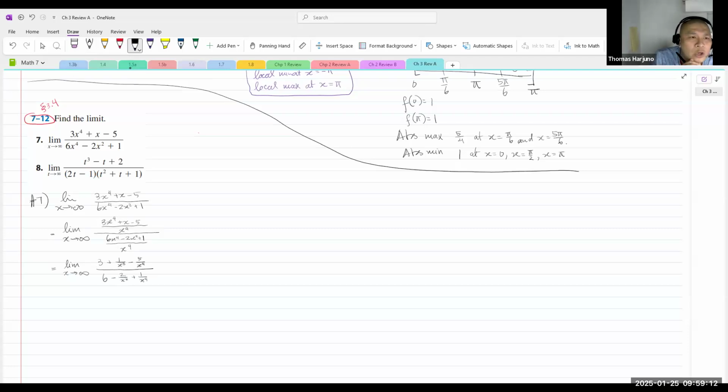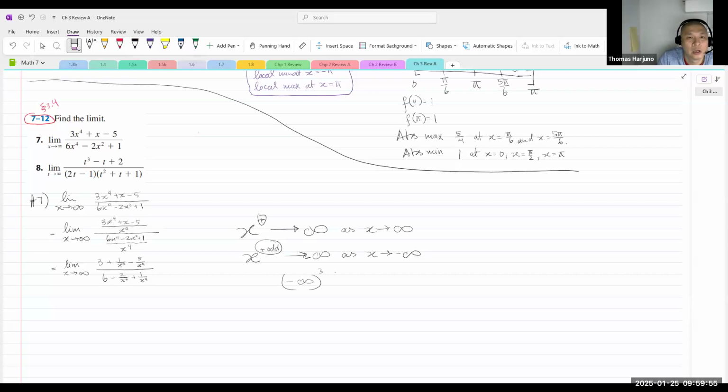Now, you may wonder, Thomas, why do we need to write it this way? Because once you have x to a positive exponent, and x goes to infinity, it will go to infinity. Even if you have x to a positive but odd exponent, it will go to negative infinity as x goes to negative infinity. Imagine x cubed: negative infinity cubed will be negative, right?